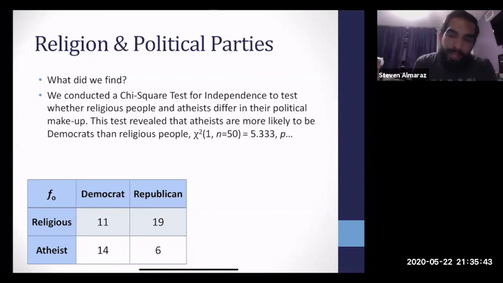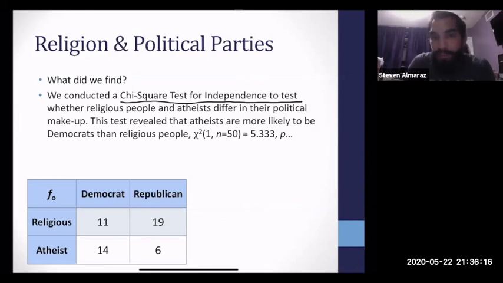So in our real description, like verbally you may have said it a little bit differently than this, but in our description that we would use to convey this through a manuscript, we, like always, start with the test, chi-squared test for independence, to test whether religious people and atheists differ in their political makeup, okay? So those are two variables that we're interested in. This test revealed that atheists are more likely to be Democrats than religious people.